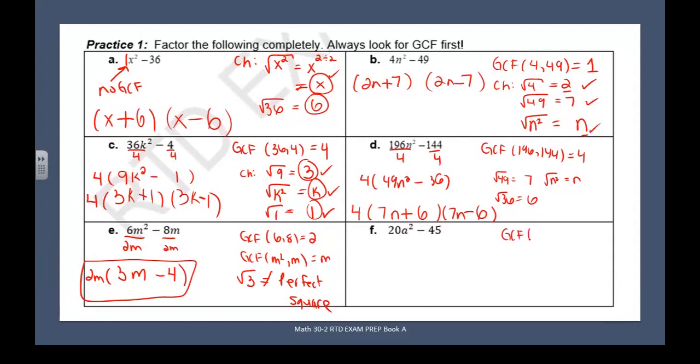Last one. GCF between 20 and 45 is 5. So I'll take a 5 out. Then I have 4a squared minus 9. And then again I check. Square root of 4 is 2. Square root of a squared is a. Square root of 9 is 3. So I'm good to go. First number is 2a. Second number is 3. Add one, subtract the other.